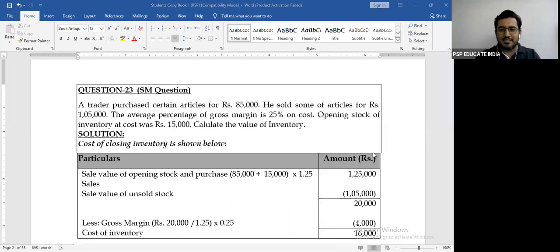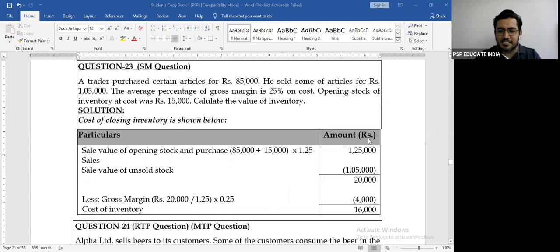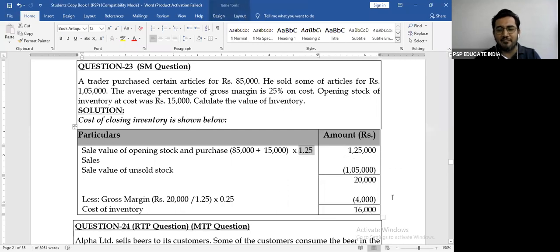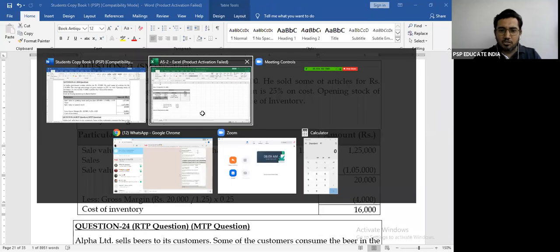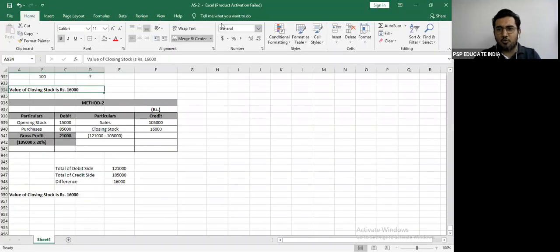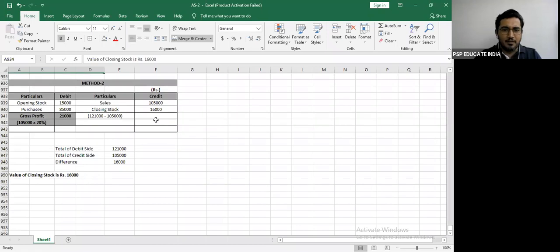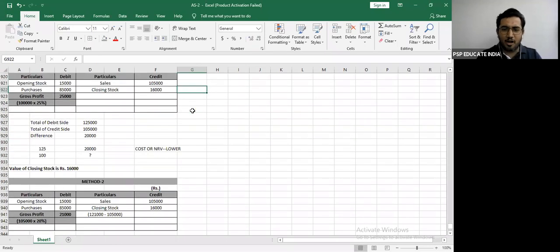Are you getting it? See, this is the method they have used. This is the institute solution. Now, they have not prepared a trading account, but they have assumed that we will take simply 25% of the cost and then we will derive that margin over here. Are you getting it? Also, I would like to draw your attention to one important thing. The value over here comes to 20,000 as per the first method. Now, we are reducing this 20,000 and recording how much?